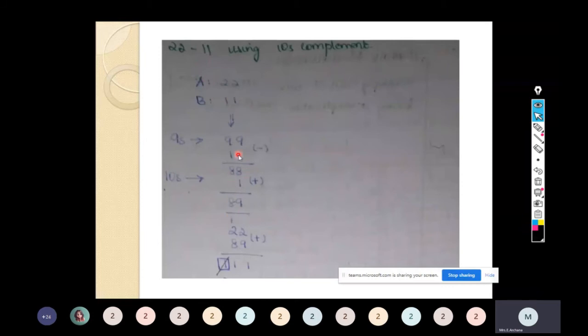The 9's complement answer is added with 1. Then the tens complement result is added with A. So 89 plus 22, we get 111. 9 plus 2 is 11, carry 1. 8 plus 2 plus 1 is 11, carry 1. When there is a carry, we discard the carry, because 22 minus 11 is 11 only. So we discard the carry. We will see how the logic works perfectly here.